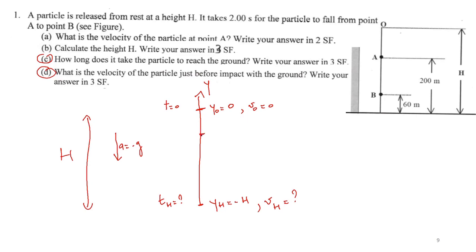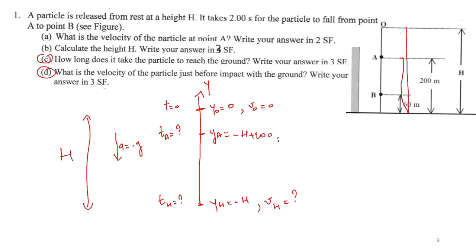Now, at time TA, what is the time? I don't know. Now, what is the position YA? YA, this is my 0. I go down here, minus h, and I go 200 up. So if I want to get YA, you go down minus h, and then you go plus 200. So YA is equal to minus h plus 200.